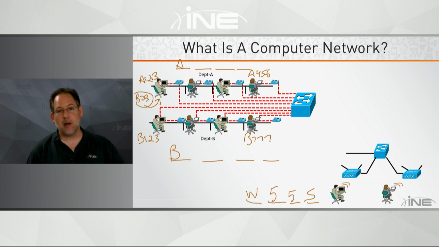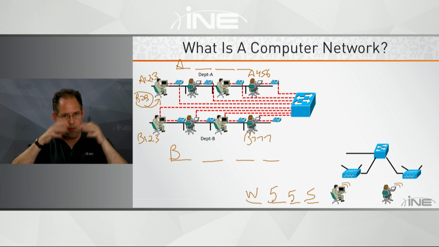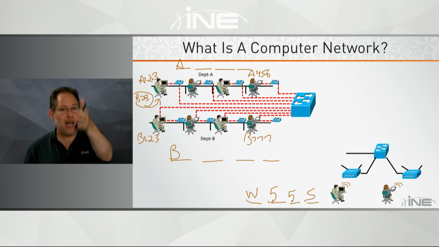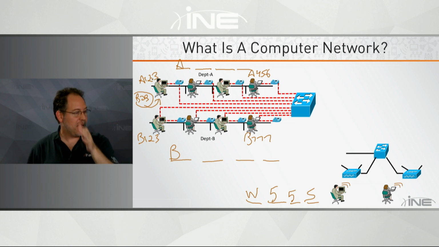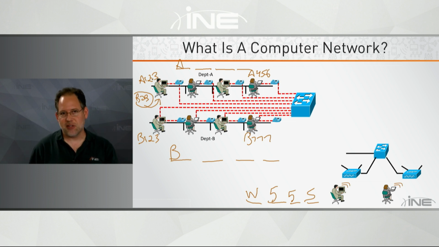That must be in the same department as me because my name starts with A. So Bob says, okay, I can create my data. When I put my data on this wire, I will say that it's coming from me, A123, and it's going to A456. And because A456 is in the same department as me, if I just put this data on the wire, I can be assured that A456 will get it.